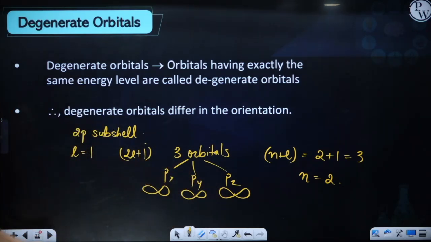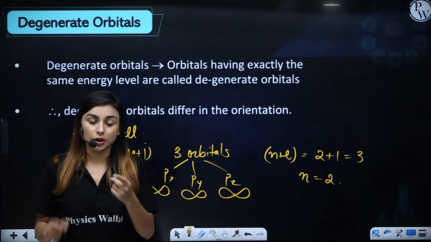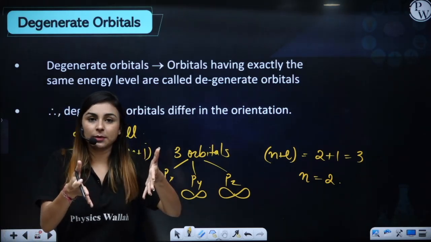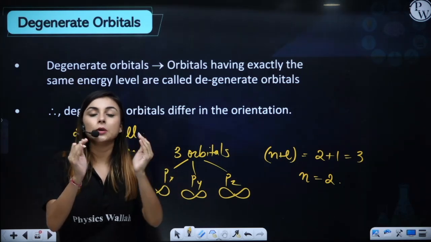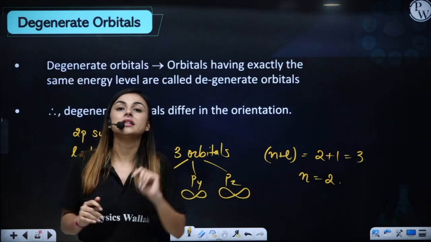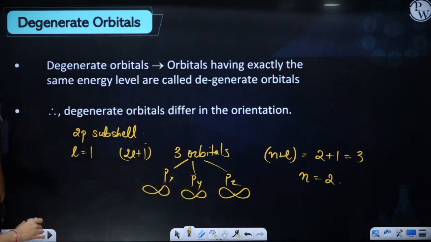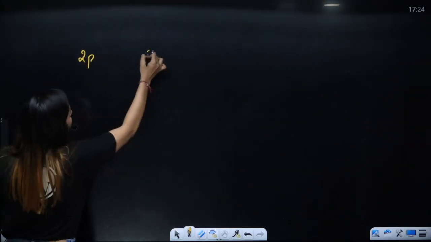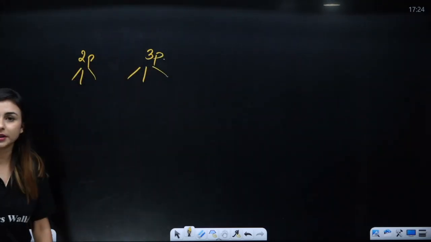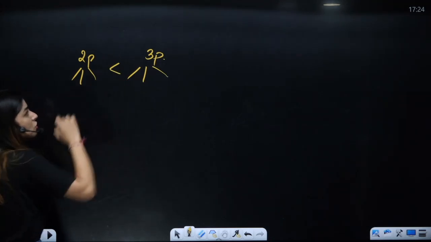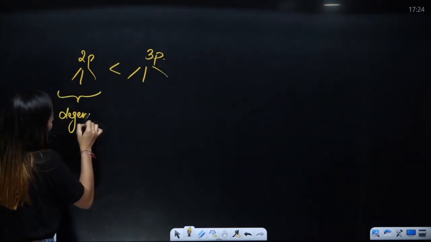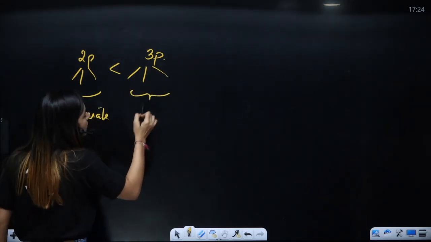Similarly, my dear students, in every subshell, 2p subshell, 3p subshell, 4p subshell, in a particular n value, the subshell will have the same orbitals, degenerate orbitals. I will give you one more example. If I talk about 2p and 3p, you will have 3 orbitals here and 3 orbitals here. Their energy will be more, but these three will be degenerate, and these three will be degenerate.